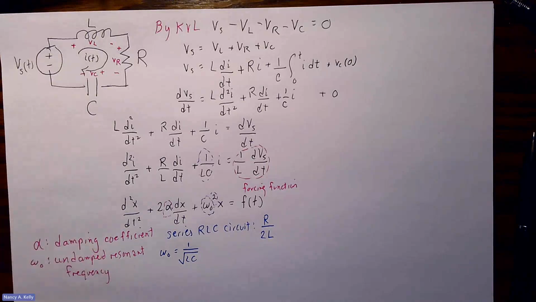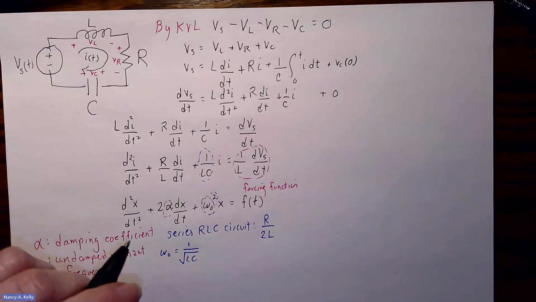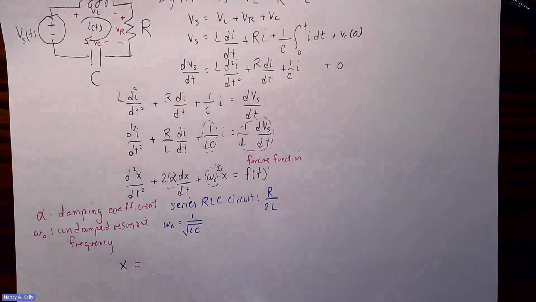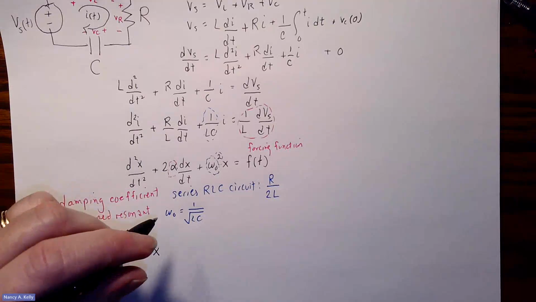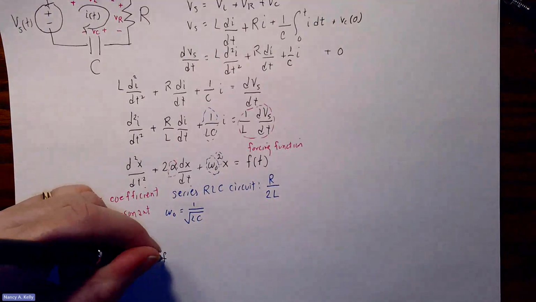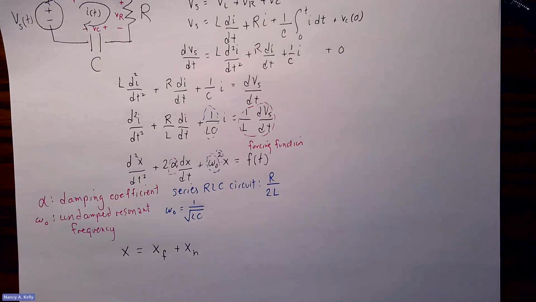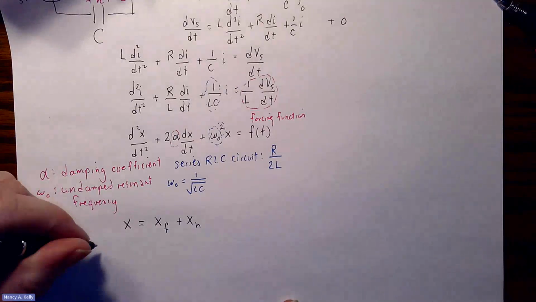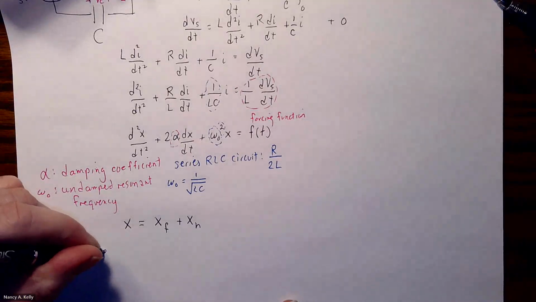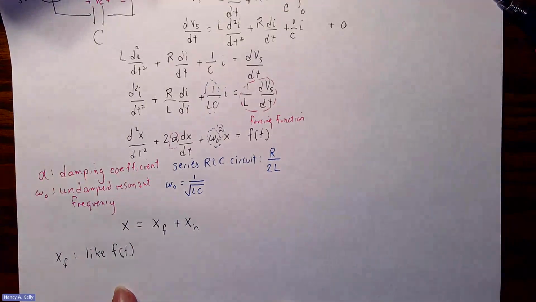Now, as was true before, when we want to solve such a system, we're going to find that our solution, which we'll call x here, is going to have two parts. It's going to have a natural part and a forced part. Let me see, I think I'm going to write the forced part first. Let's write it like that. Now, as was true for the first order systems, the forced part is going to be like the forcing function. So it's going to be of that same form.